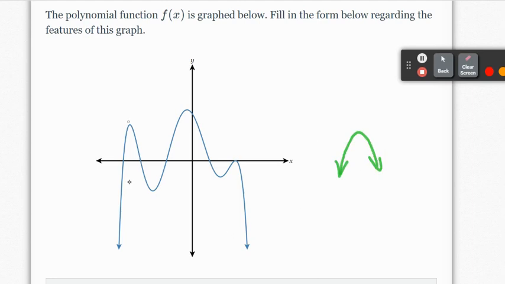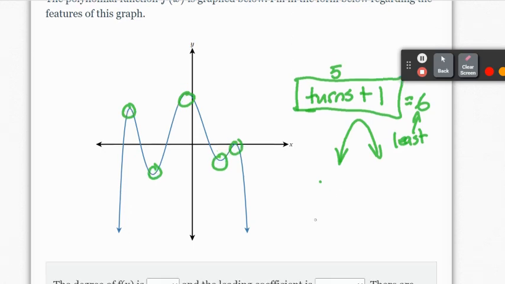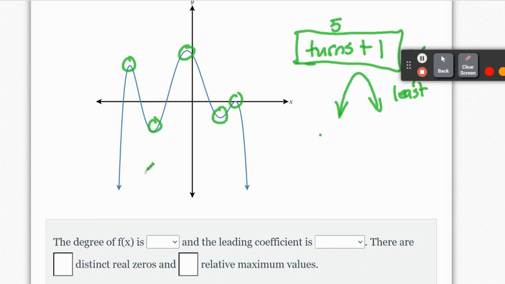And so we can count 1, 2, 3, 4, 5 terms. If you ever figure out the terms plus 1, this will tell you the least degree polynomial it could be. So least degree would be 6. There were 5 terms plus 1. This is the least degree it could be. We know it has to be even, so it could very well be some form of a x to the 6th graph. But our job will be to analyze whether or not that was simply even or odd.